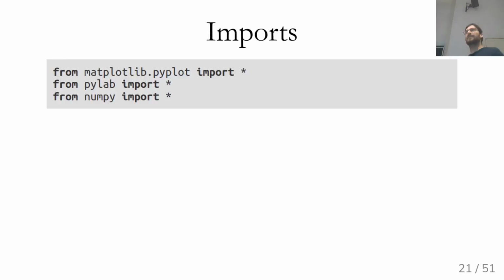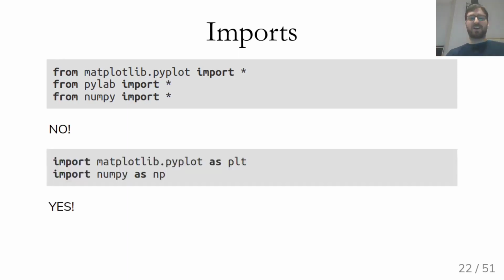First off, imports. Please don't import star even in a notebook, particularly because a lot of the fundamental libraries might have similar functions, like histogram. If you do this and you call histogram, what is it going to do? It's kind of hard to know. So please always import these things as like a module.